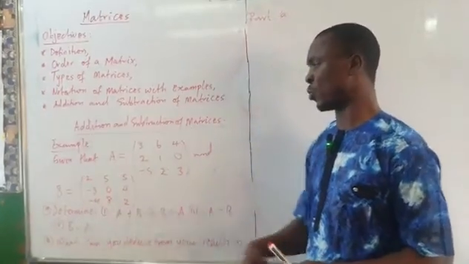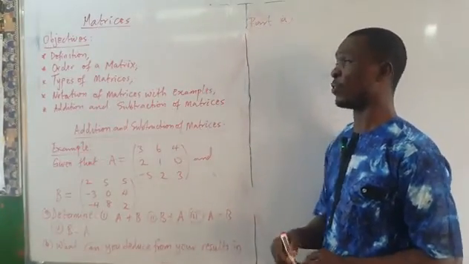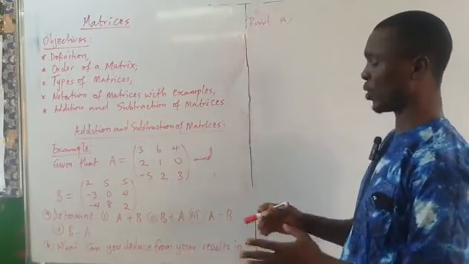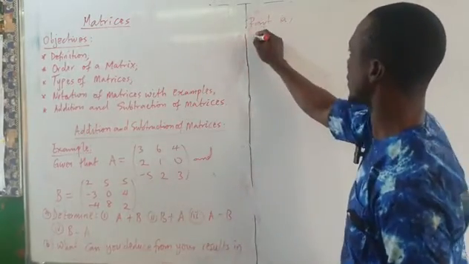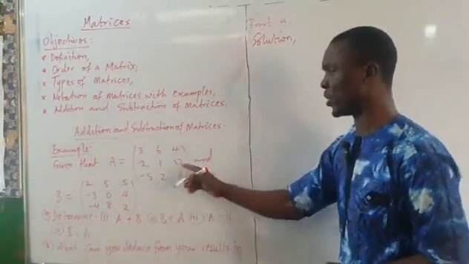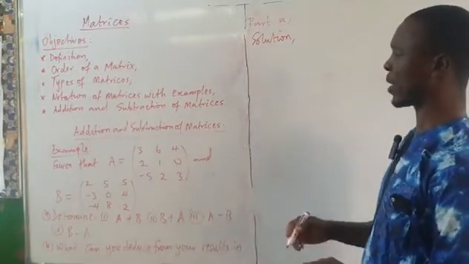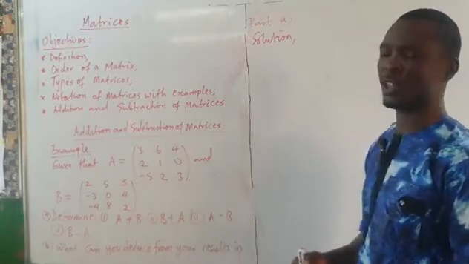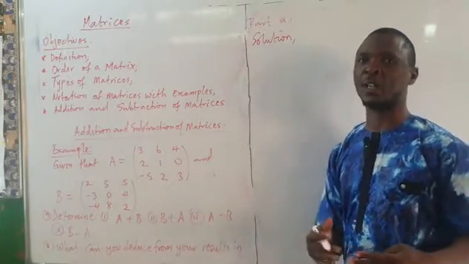So let's go to question A, Roman figure 1. Question A says, we have to determine the addition of these two matrices. But before we can determine that, you check the order of matrix A and matrix B.